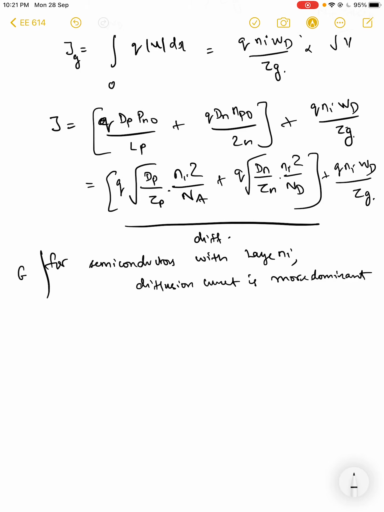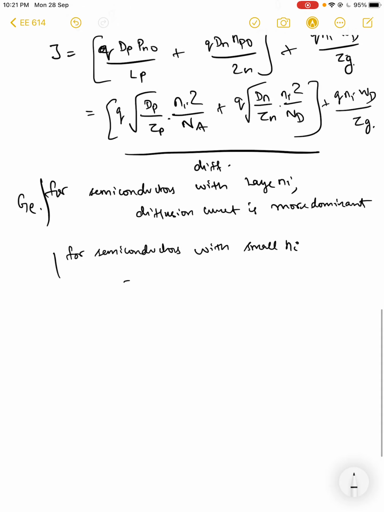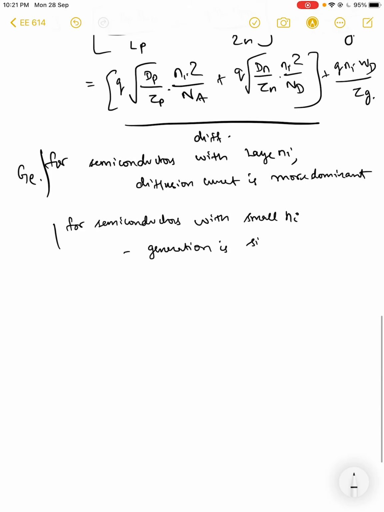Example is germanium, right? And for semiconductors with small Ni, the generation is more dominant. Generation is, I won't say more dominant, but significant. You cannot neglect it, right?